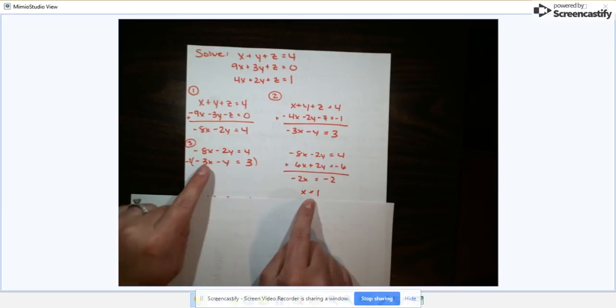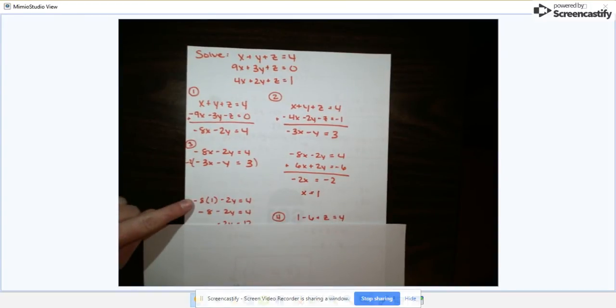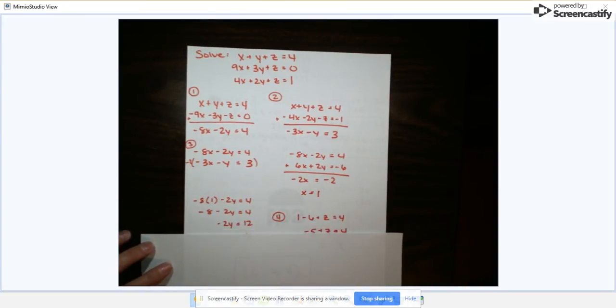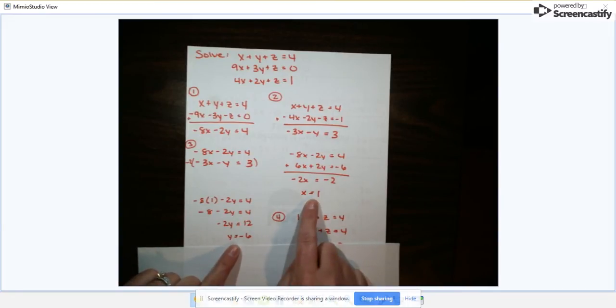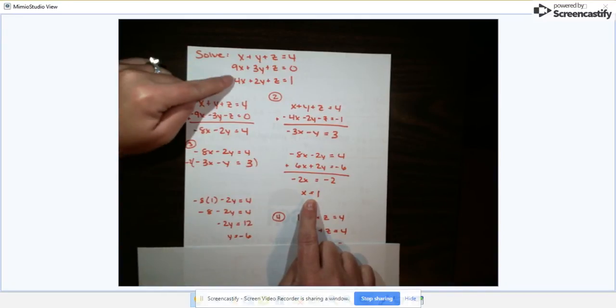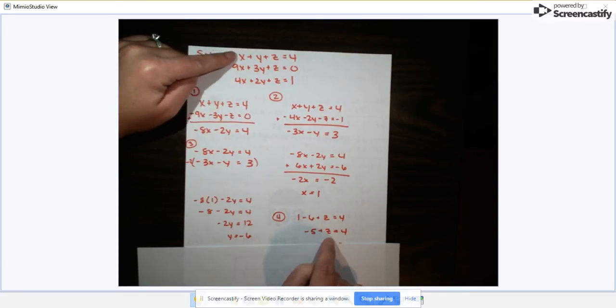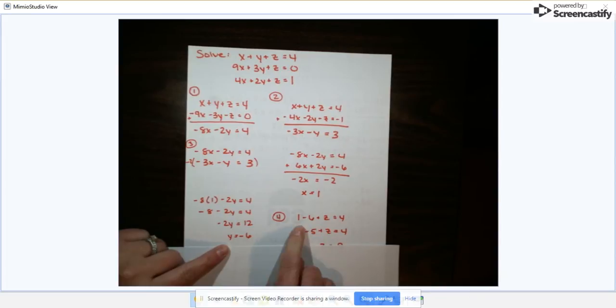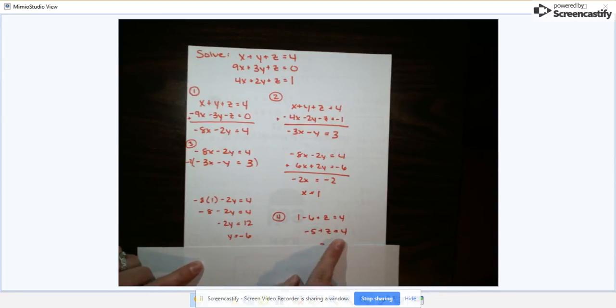Plug x equals 1 back into one of these two equations. Okay, so I did that with the top equation, -8 times 1 minus 2y equals 4. Solve that and you get y equals -6. So at this point I have two variables, and we're on to step 4, which says take these two variables and plug them into one of your original three equations. So I went ahead and plugged it into the first equation because there's no multiplying involved. So I have 1 minus 6 plus z. Simplify, add my 5, we get z equals 9.